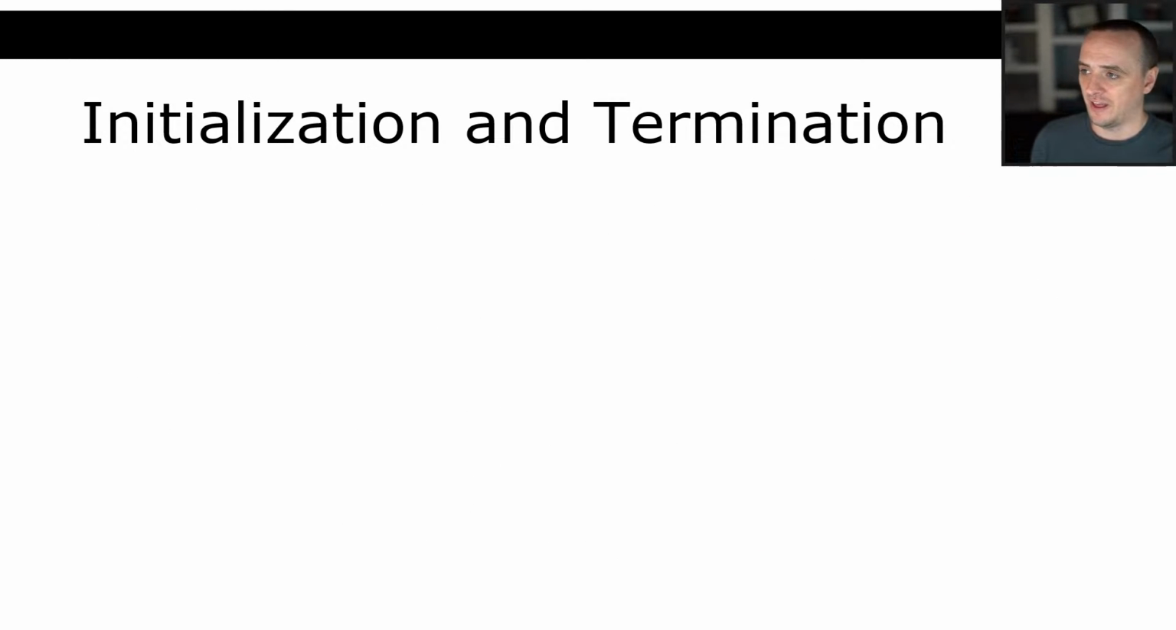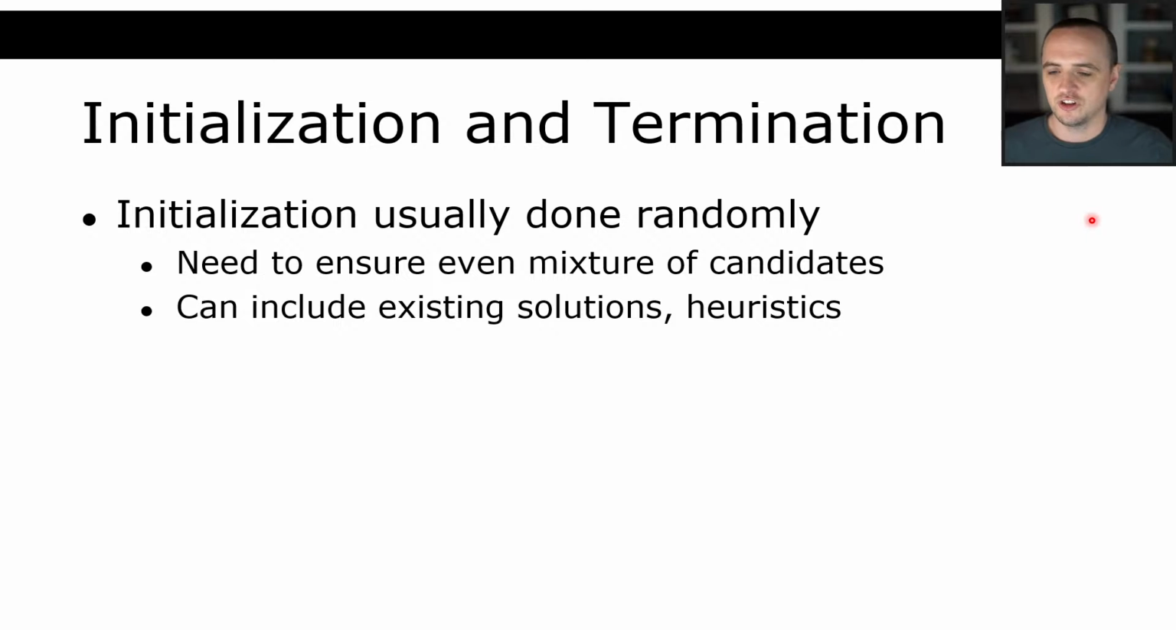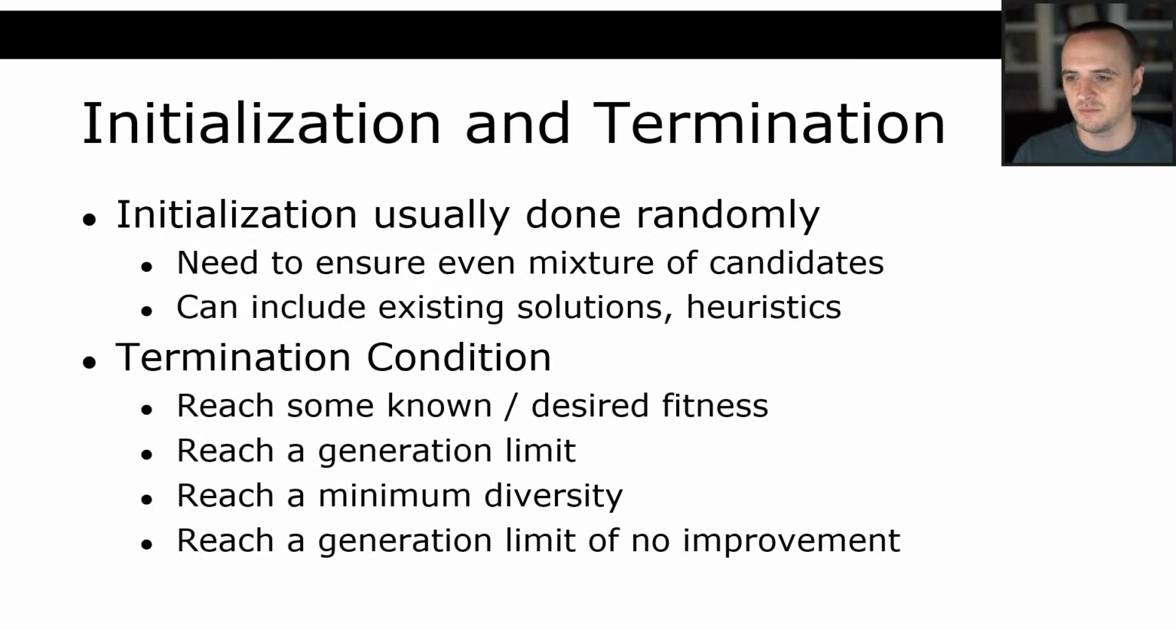And then the last thing we need to worry about is initialization and termination. How do we start and how do we stop? So initialization is usually done randomly. We need to ensure some even mixture of possible candidates. It could include some existing solutions or heuristics or whatever, but we're just going to be using randomness for our assignment.